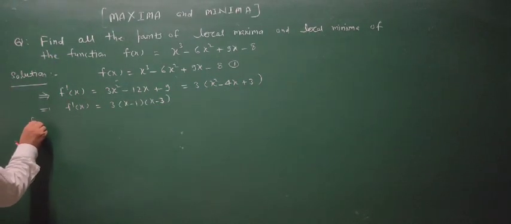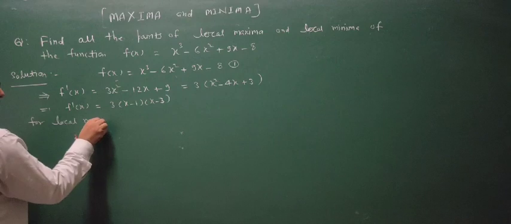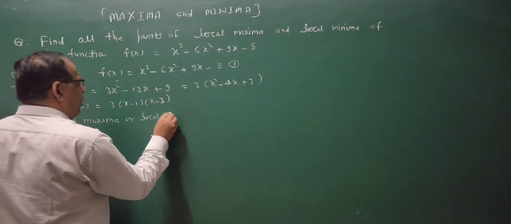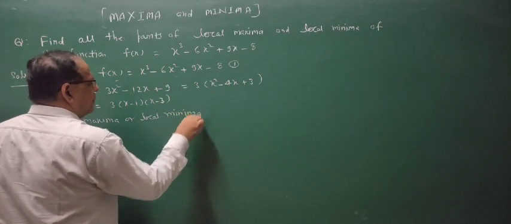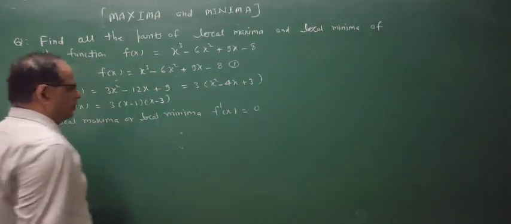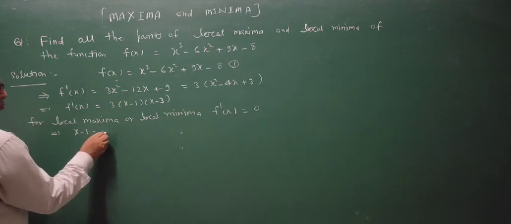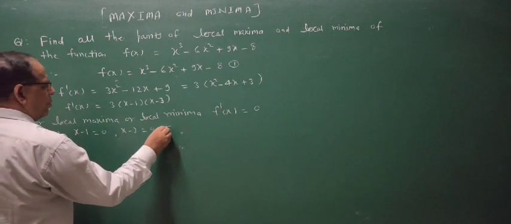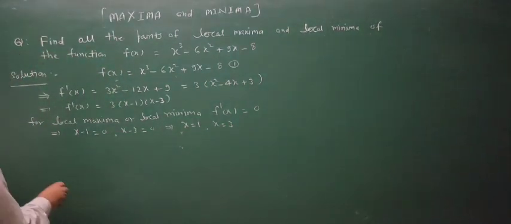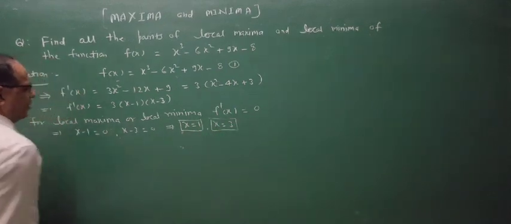For local maxima or local minima, f dash x, the first derivative of x, will be equal to 0. So now we have critical points: x minus 1 equal to 0, x minus 3 equal to 0. That means x equal to 1, x equal to 3. Now we check at x equal to 1 and x equal to 3.